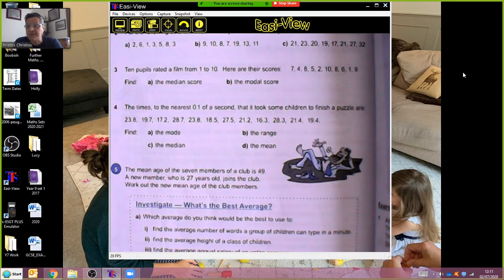Range, you may recall, is the biggest value, take away the smallest value to give an idea of the spread of scores. And the mean, I'm not asking you to write down 23.8 plus 19.7 plus. I'm not asking you to do that. Just say total equals. And then mean equals total over however many kids there are. All right? And then you press the equals button.